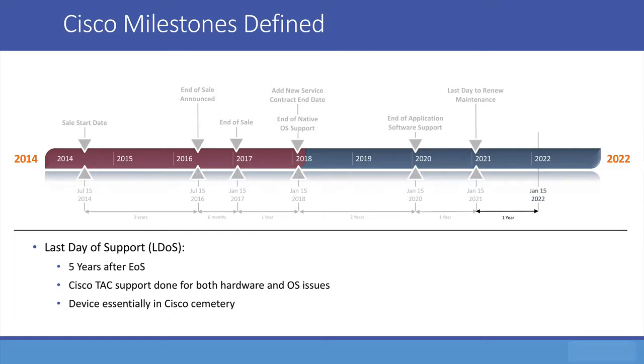And then the final date in the Cisco lifecycle, which is the 8th milestone that we talked about, is the last day of support. This happens 5 years after the end of the sale, and at this point, Cisco technical support on both the hardware and OS ends. And essentially, the device is now in the Cisco cemetery.